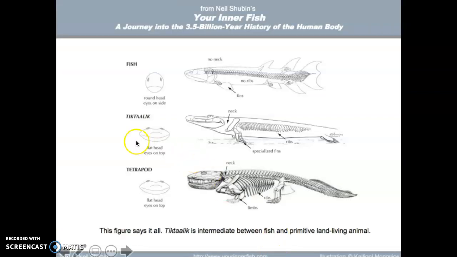And then this is the organism called Tiktaalik, which is considered a transitional organism between fish and the very earliest tetrapod, which is a 4-legged animal that walks on land. You are technically a tetrapod. You have 4 legs or 4 limbs. And Tiktaalik is our transitional organism. Your Inner Fish was written by one of the researchers that discovered Tiktaalik. And if you want to see a reproduction of a fossil of Tiktaalik, you can go to the Field Museum in Chicago when it reopens.